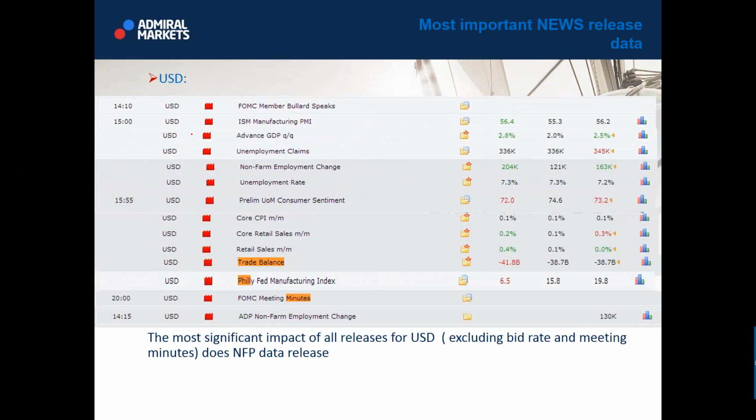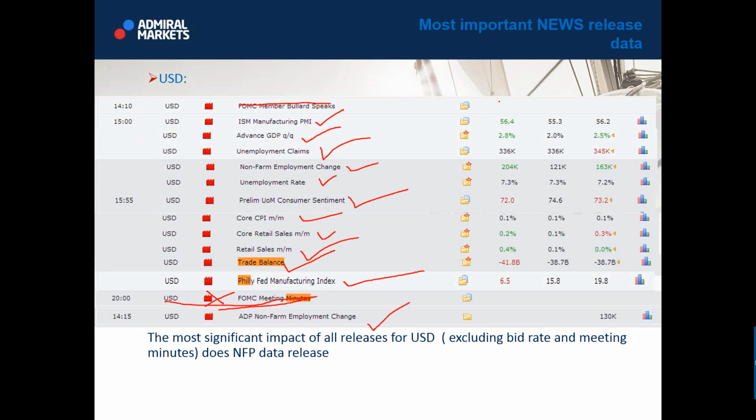Okay, this is what you can trade by dollar. So euro dollar, dollar yen. FOMC speech, you don't trade it, okay? This is what you can trade: unemployment rate, preliminary University of Michigan sentiment, core CPI, core retail sales, trade balance, Philly Fed manufacturing index. You don't trade FOMC meeting minutes, and never, remember that, never ever, you can trade ADP.